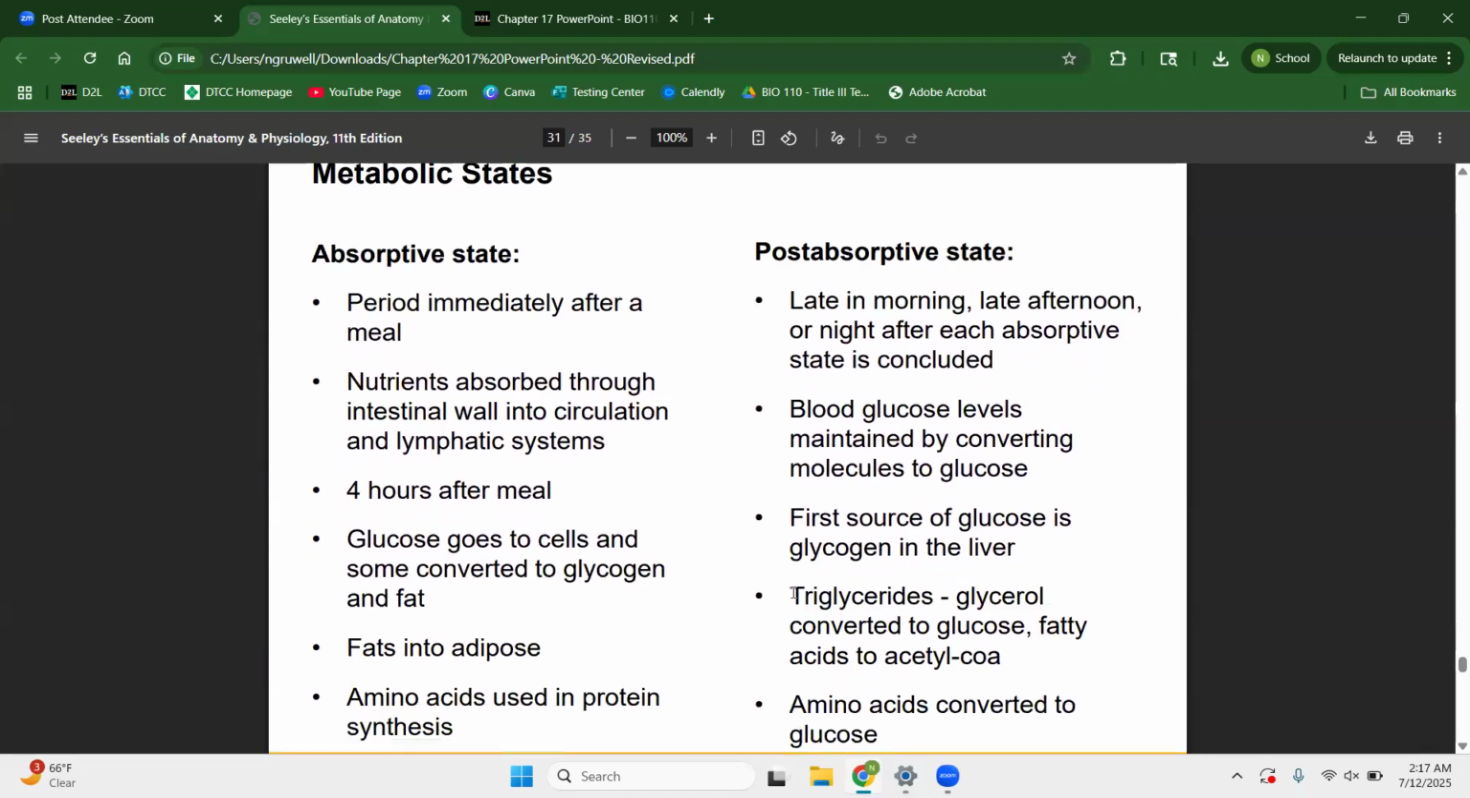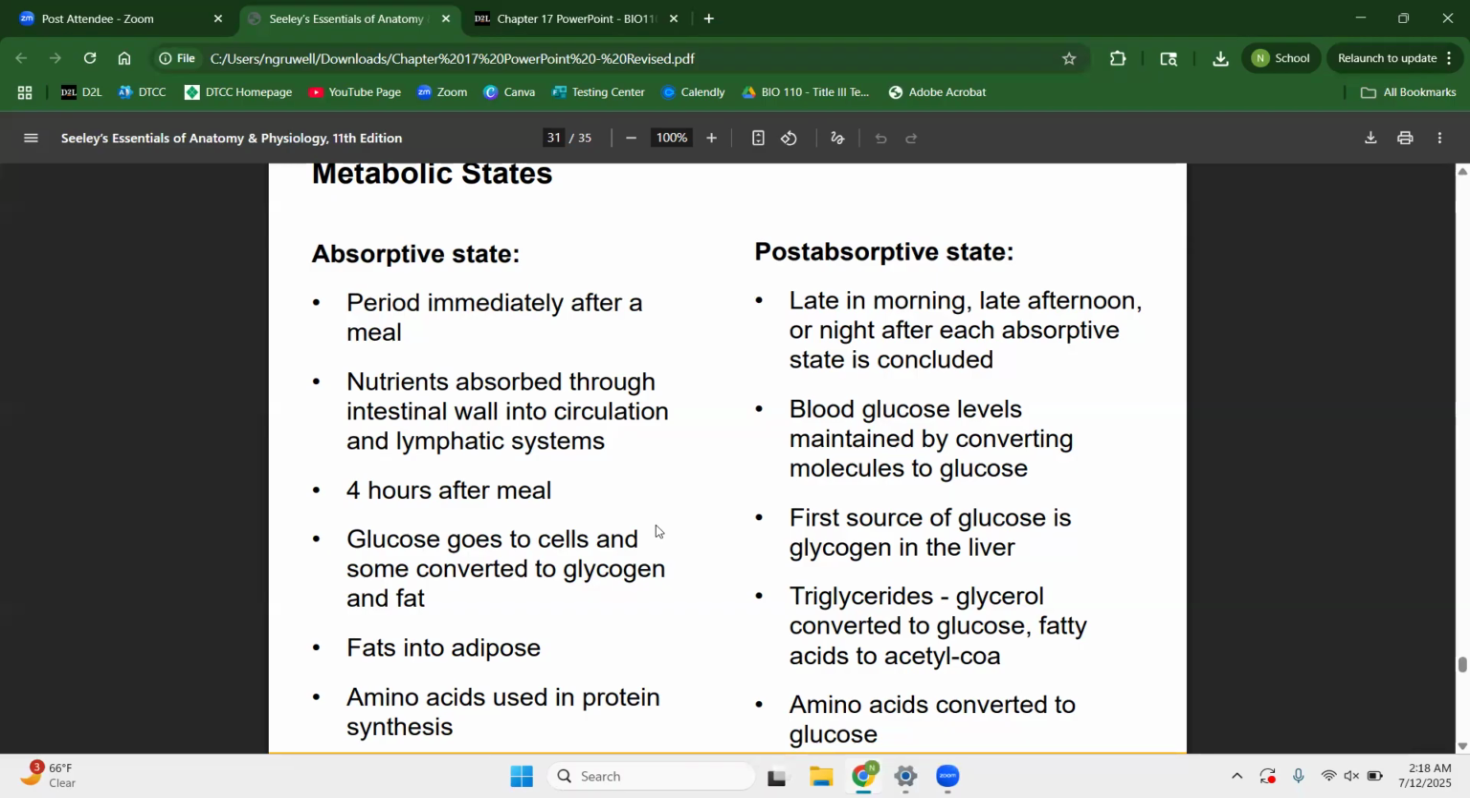So our two metabolic states are absorptive versus post-absorptive. In the absorptive state, we're referring to our period immediately after our meal. We're absorbing our nutrients. Our nutrients are being absorbed through the small intestine, remember, especially within the jejunum, the middle portion of the small intestine. Some of those nutrients are going to be absorbed into our circulatory system. And remember, the lacteals are going to absorb fats into the lymphatic system. This is going to be about 4 hours after our meal because we had to get through the digestive tract to the small intestine first.